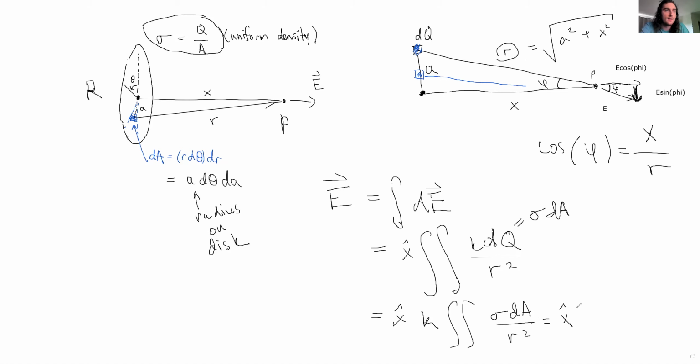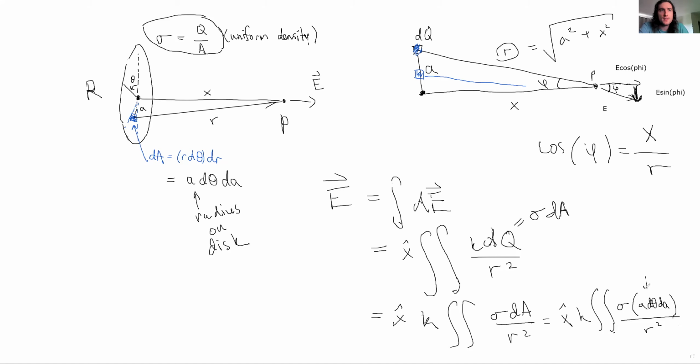So x hat, Coulomb's constant here, two integrations, and now we replace dA with a d theta dA, like so. Still divided by r squared here, it doesn't change. Now we can talk about order of integration.